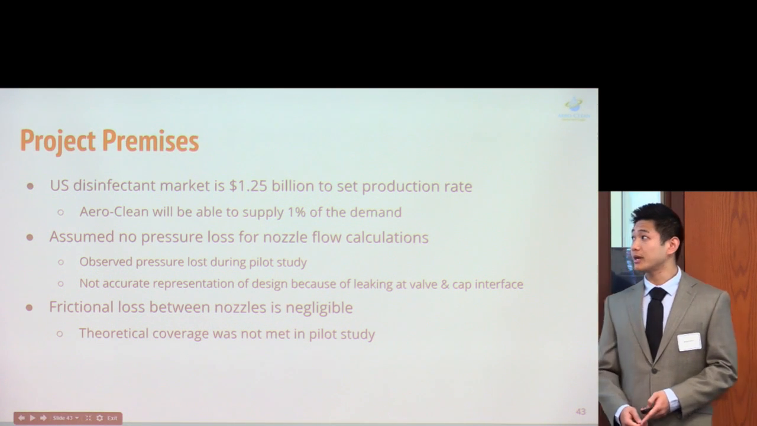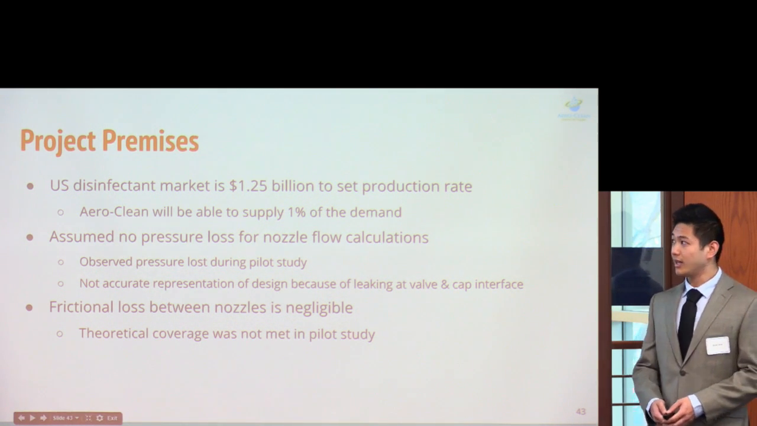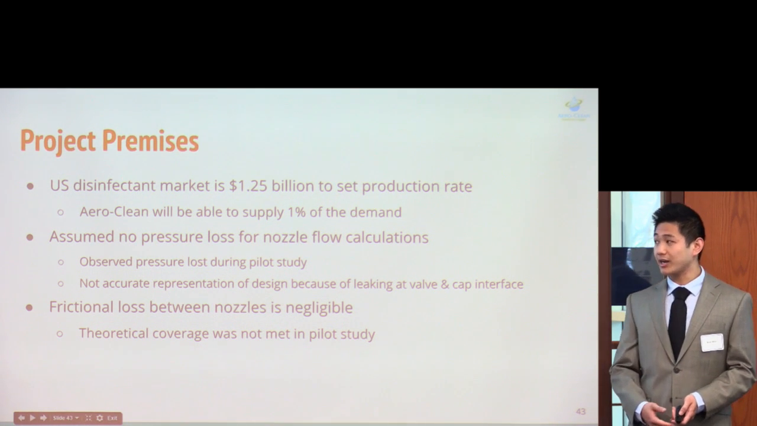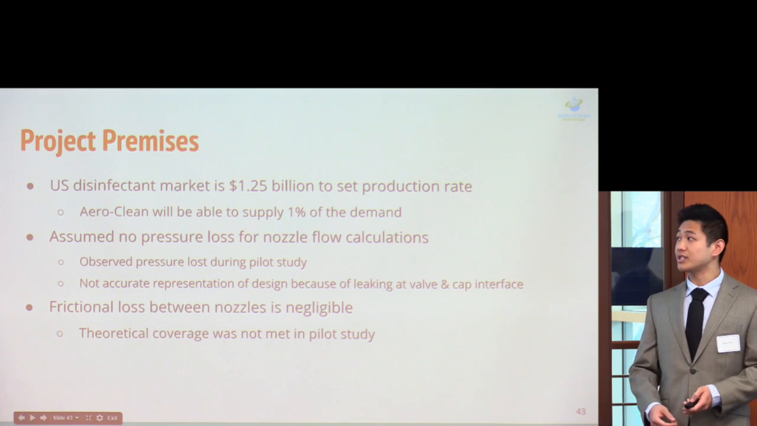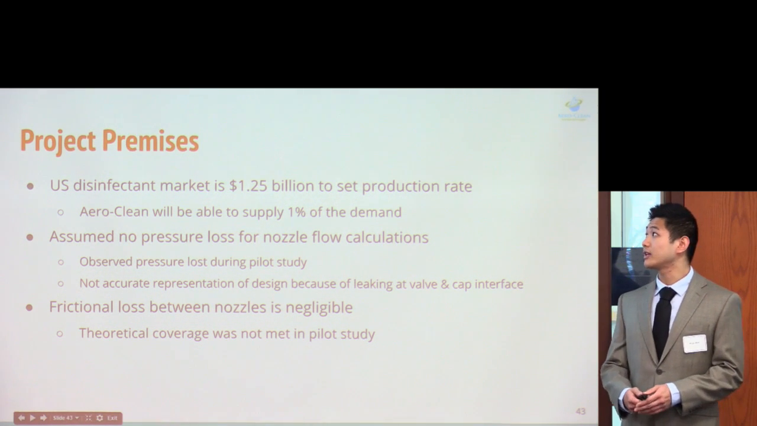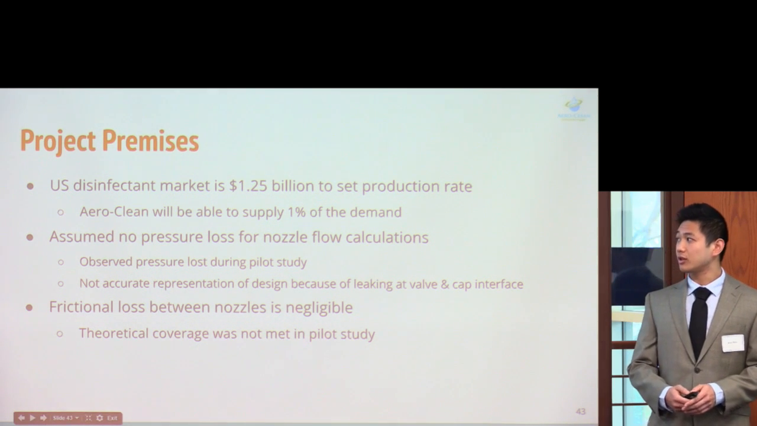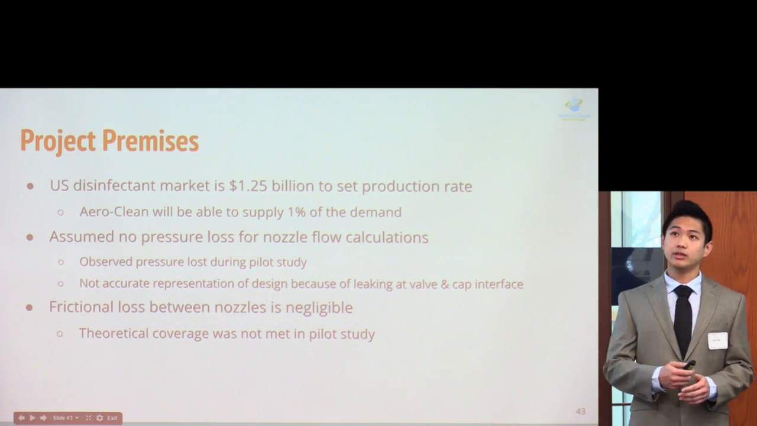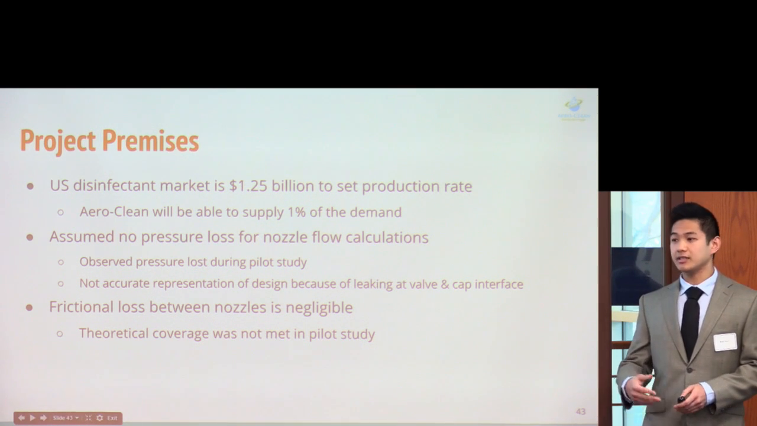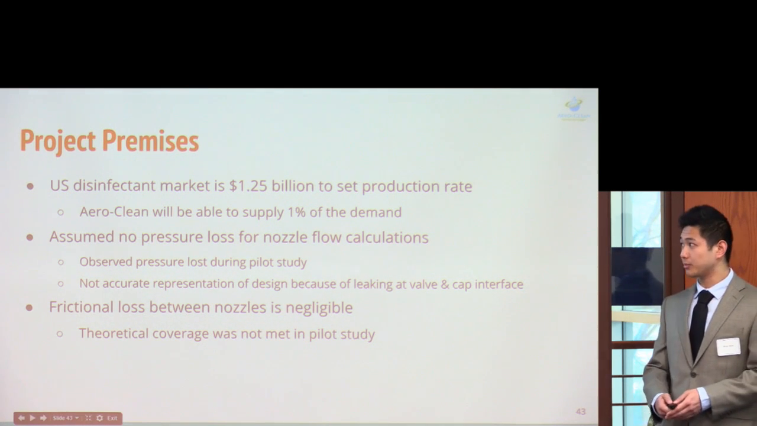Moving on to our prototype, we assumed that there'd be no pressure loss for the nozzle flow calculations, and as Lucy described in the video, it wasn't a really accurate representation of our design because there were some leaks and there was some leakage at the valve cap interface. And lastly, for the frictional loss between nozzles, we assumed that it was negligible, and that was obviously not the case, as again in the video there was not a total room coverage, it was more concentrated at some points.